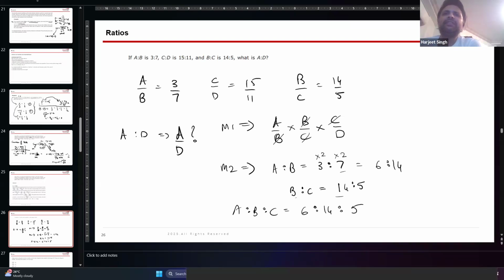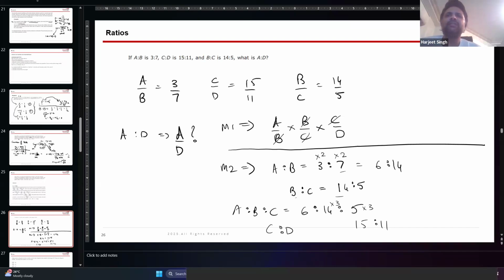And then you have C is to D given as 15 by 11. So how do we get 15 on both? Can I say multiply each of these by 3? Correct? So now eventually we end up getting A is to B is to C is to D as 18 is to 42 is to 15 is to 11, which means A by D is 18 by 11.